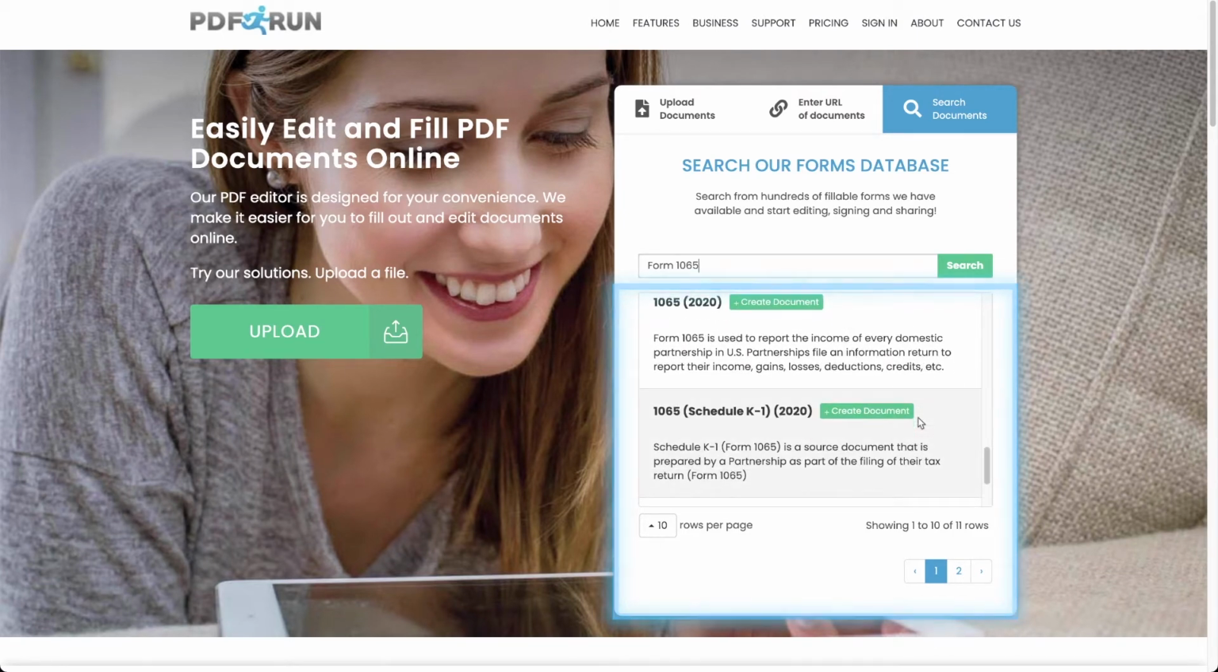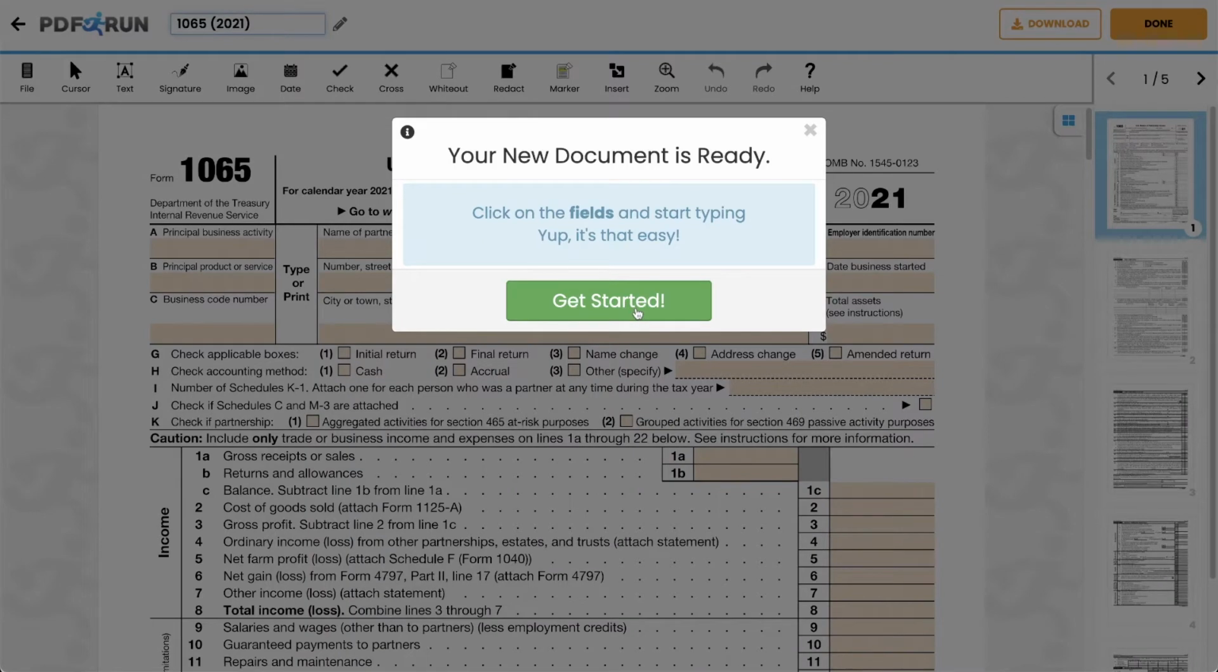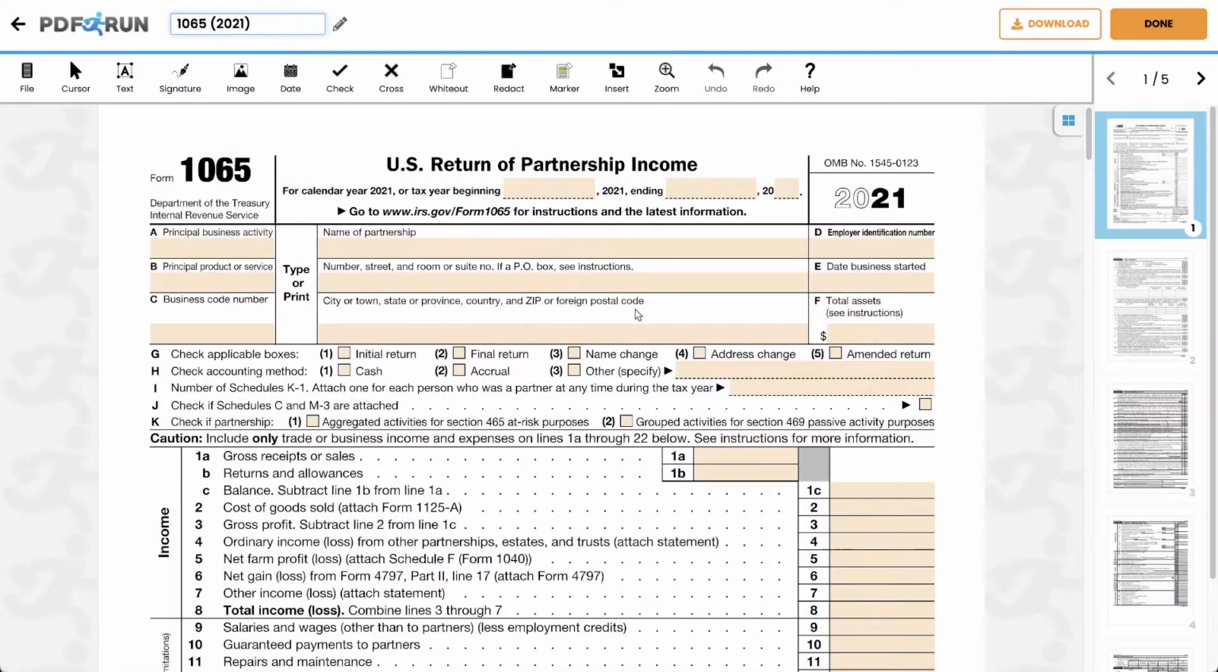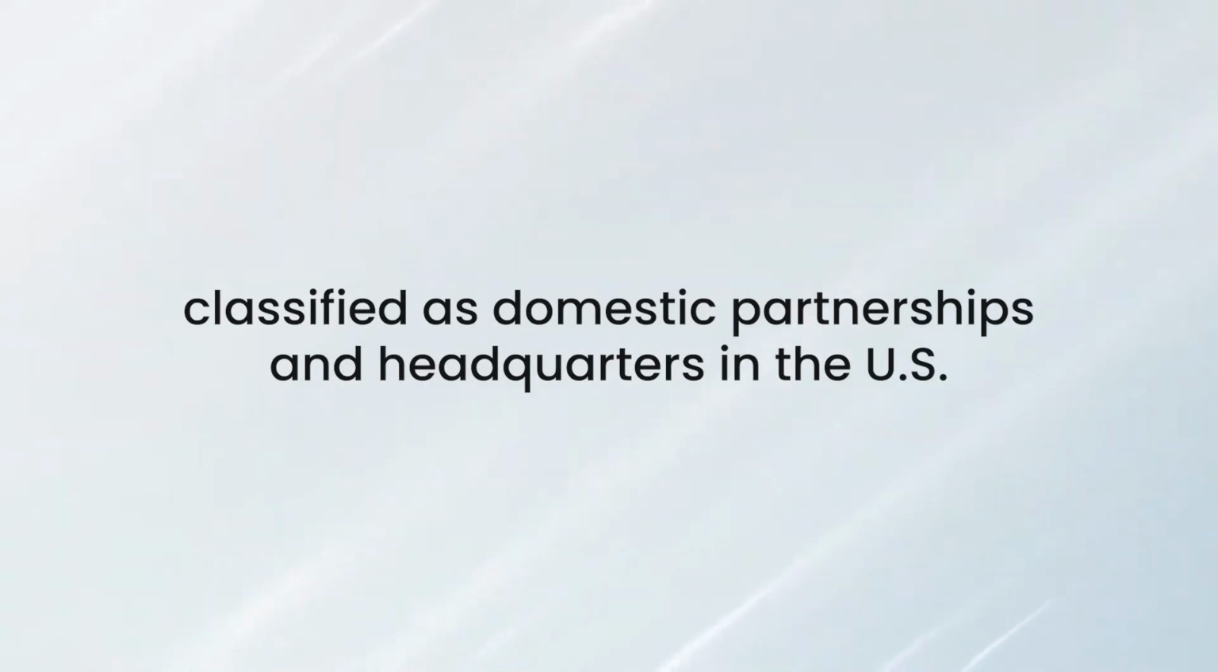Moving forward. To begin filling out this document, click on the Fill Online button. This will redirect you to PDFRun's online editor. Before starting, please take note that all domestic partnerships must file the IRS Form 1065. This includes limited liability corporations, LLCs, classified as domestic partnerships and headquartered in the U.S.